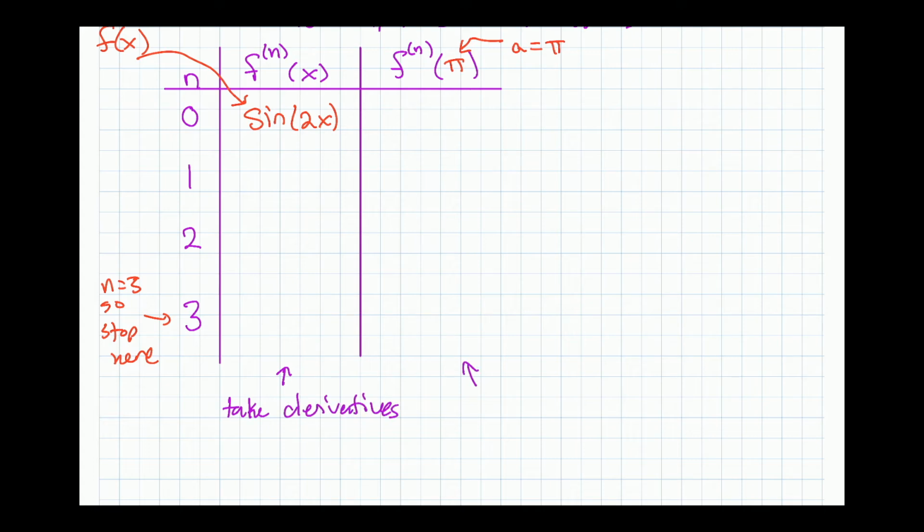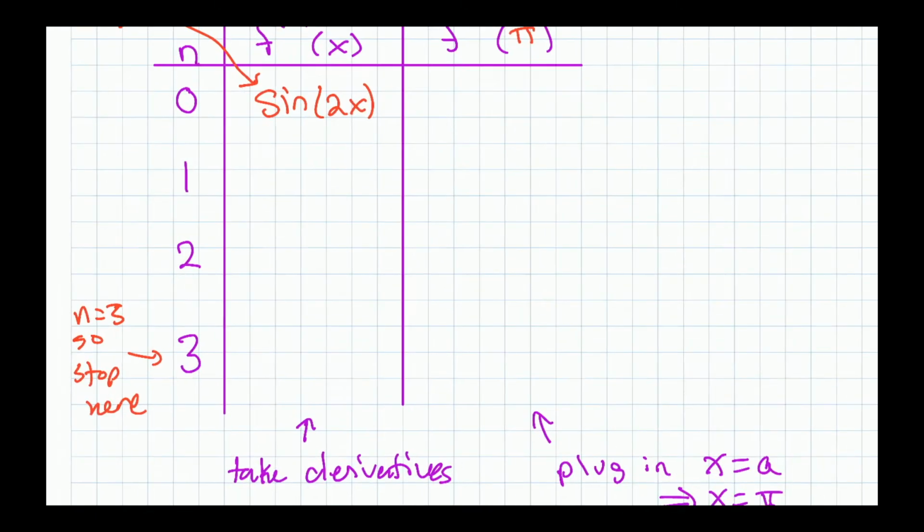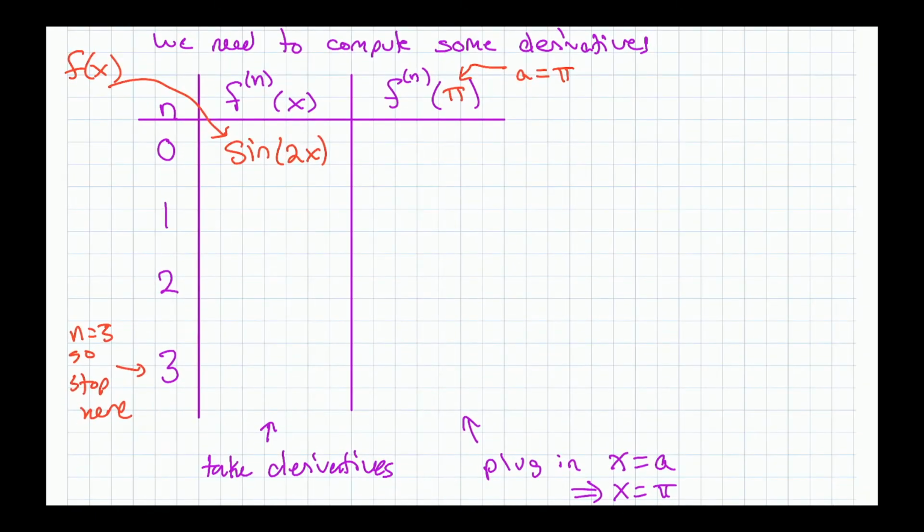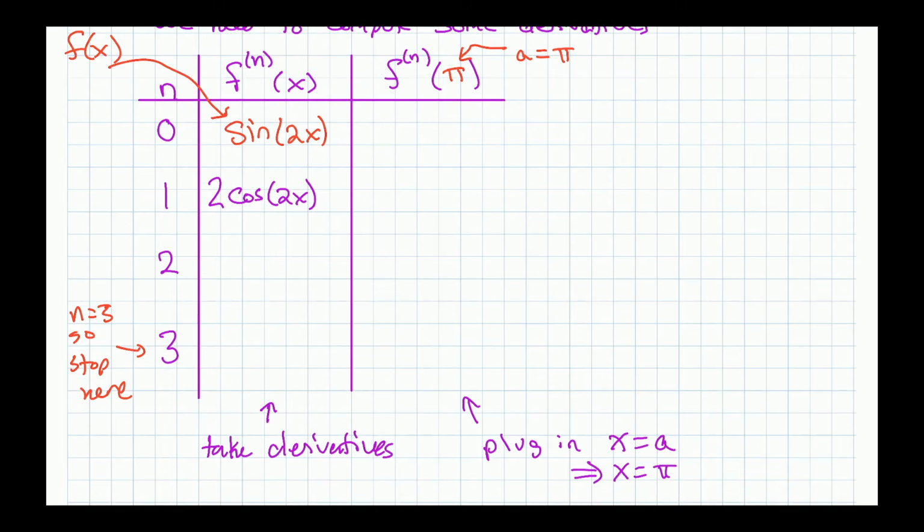And in this column, what you're going to do is plug in x equals a, which is pi. All right, so let's do this. So we have sine 2x, and we need to be taking derivatives. So the derivative of sine 2x is cosine 2x, but then the chain rule makes me multiply by 2. So I'll put it there.